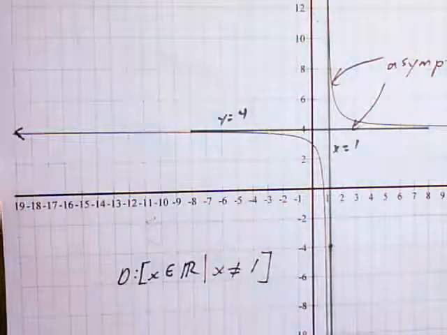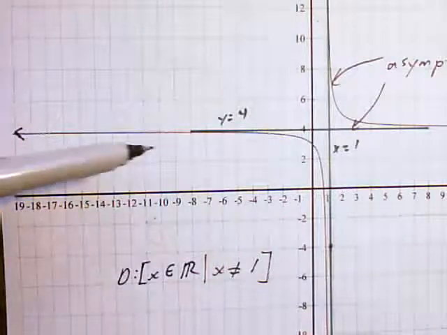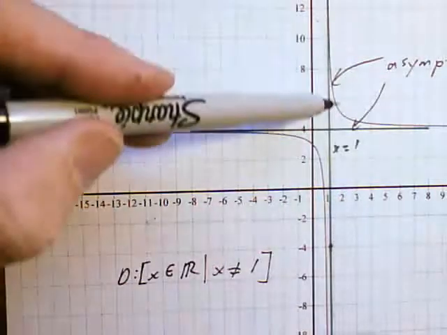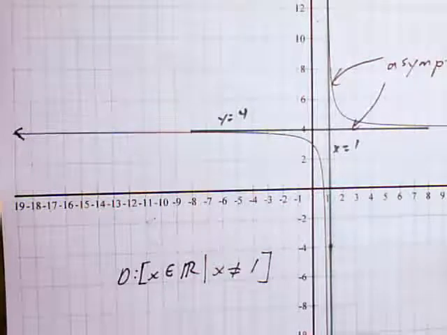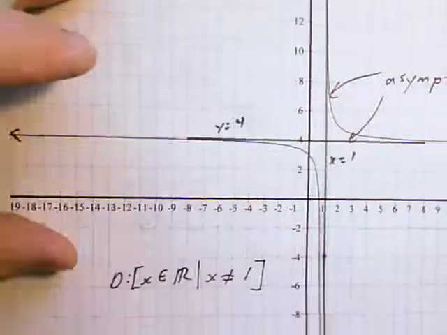So I'm saying in this function x can be anything other than 1. The x values for the parts of the line can be anything other than 1.